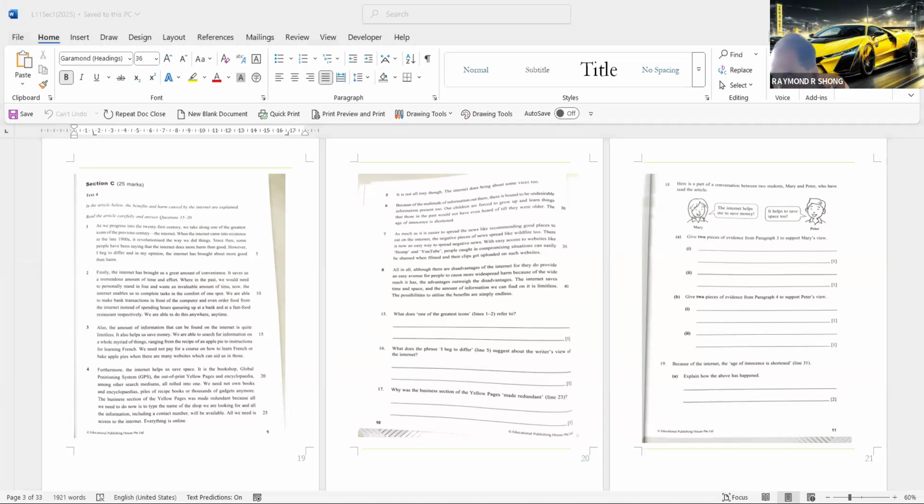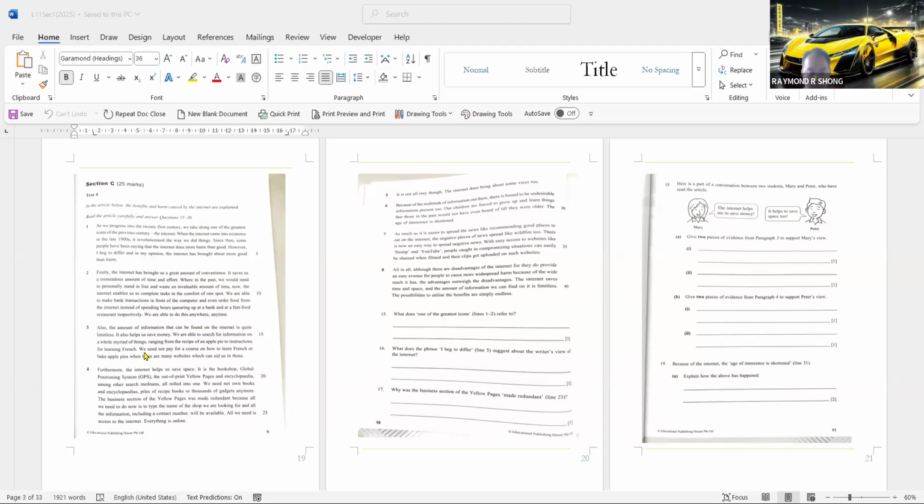Now, P stands for the purpose of why Mary says that, and T stands for the tonality. Why is it positive or negative? Explain why Mary says this. And then, is it reliable? That's why it says give two pieces of evidence from paragraph 3 to support.